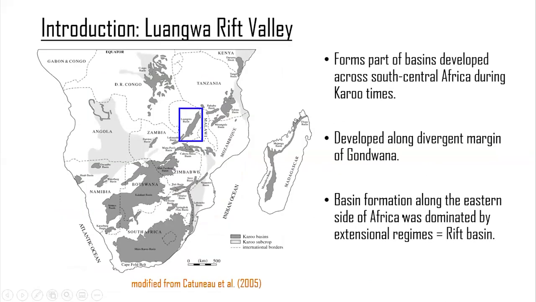Zooming out onto an African scale, we notice that the basin in question here, the Luangwa Rift Basin, forms part of the Karoo age basins found across South Central Africa. The Luangwa Rift Basin specifically sits on the eastern divergent margin of Gondwana, which was dominated by an extensional regime during Gondwana breakup, which led to several rift basins forming in South Central Africa.